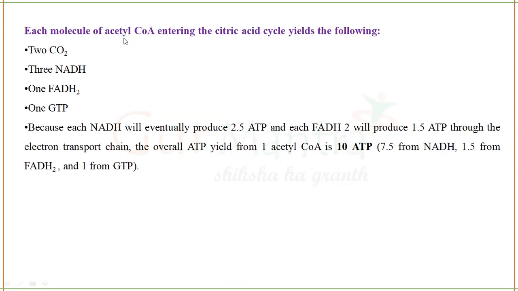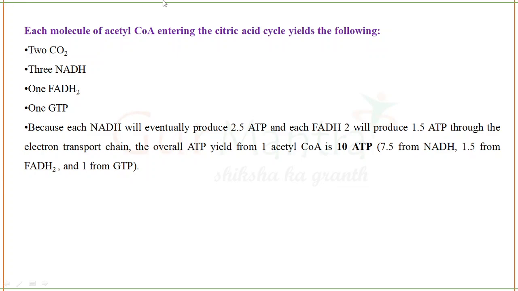So each molecule of acetyl-CoA entering the citric acid cycle yields the following. You are going to get 2 carbon dioxide, 3 NADH, 1 FADH2 and 1 GTP. Since you have 2 acetyl-CoA molecules, and the TCA cycle is going to happen 2 times, all of these products will be multiplied by 2. So 4 carbon dioxide, 6 NADH, 2 FADH2 and 2 GTP will be produced.